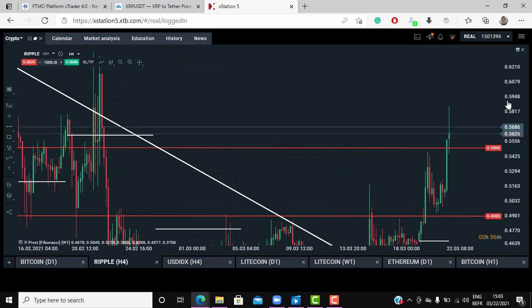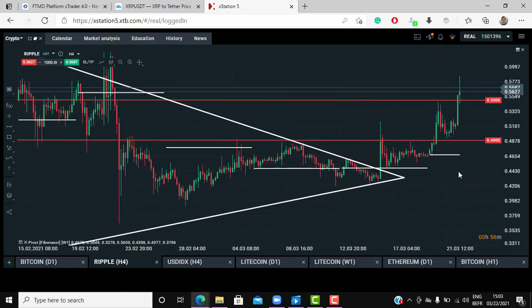As you can see here, we went up, touched this level, corrected, went up, touched this level, corrected. So how can you play these levels? You know that we did break above the triangle. This is why we had this explosive move to the upside.